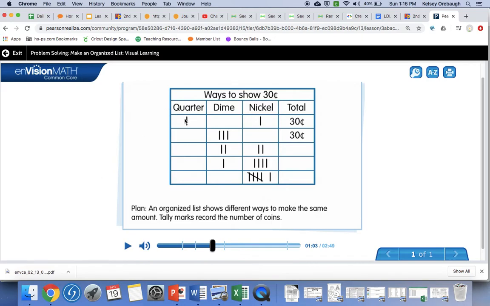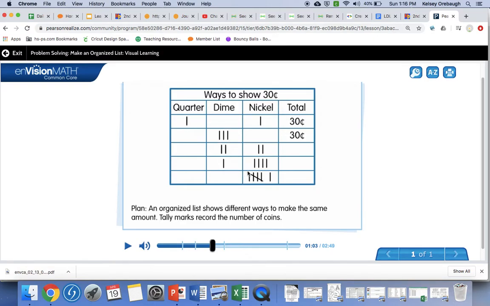Tally marks are vertical marks, that means they go up and down, that each mean one of something, okay? So if you want to show that 1 quarter makes 25 cents, you draw 1 mark in the quarter column. This 1 tally mark is showing that 1 quarter is being used. These 3 tally marks in the dime column show that 3 dimes are being used, okay?